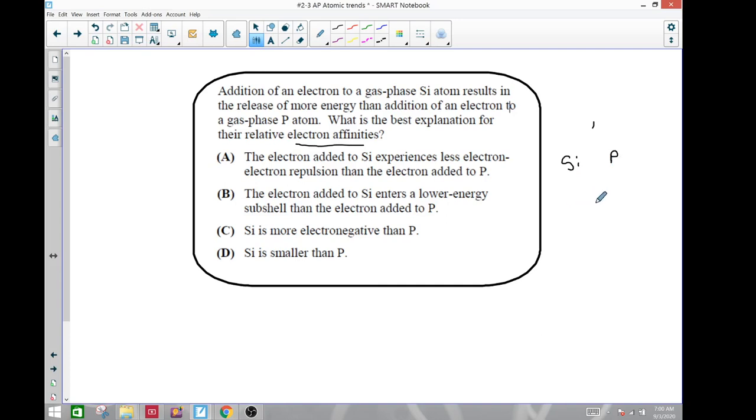And you just say, okay, what could possibly be happening here? Silicon's smaller. Well, adding protons this way, phosphorus should actually be smaller. Silicon's more electronegative. We haven't really talked about that yet. The electron added to silicon is lower energy in the subshell than the electron added to P. That sounds maybe right. The electron added to silicon experiences less electron repulsion than the electron added to phosphorus. Okay, so this is something that we've been talking about.